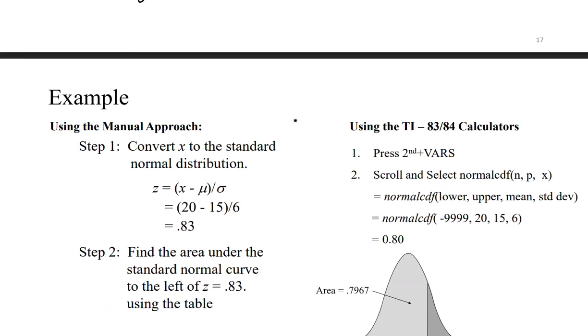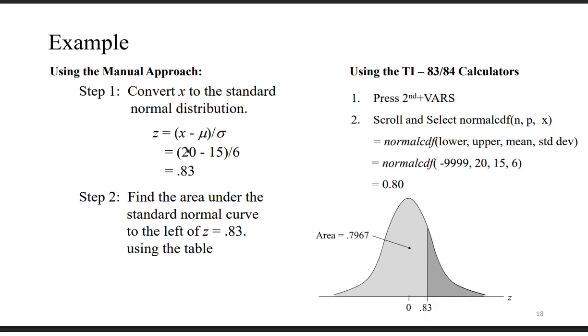Just like we see over here. But that is just the first step. Okay, this is not the final answer. It's just the standardized value of X. Now we move on to the second and last step, which is to find the area under the curve using 0.83. And that's what I want to show you.